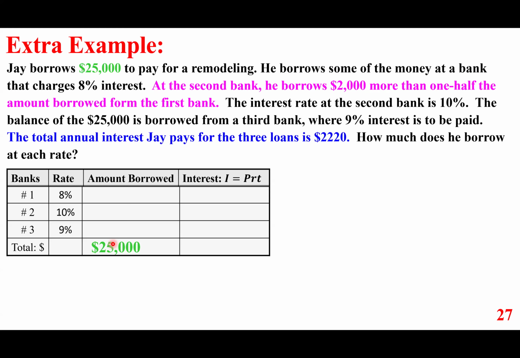And let's just take care of this one since we are at the total. The total amount of interest, $2,220. So it says at the second bank, he borrowed $2,000 more than one half the amount borrowed from the first bank. So how much was from the first bank? Who knows? How about X amount?